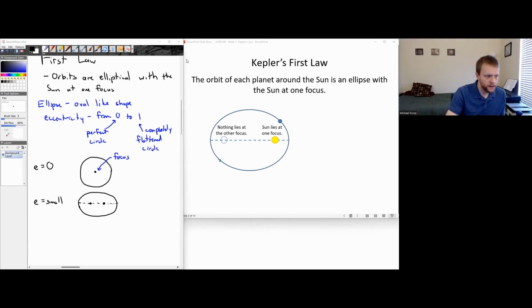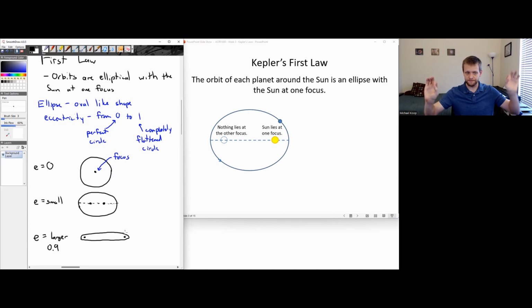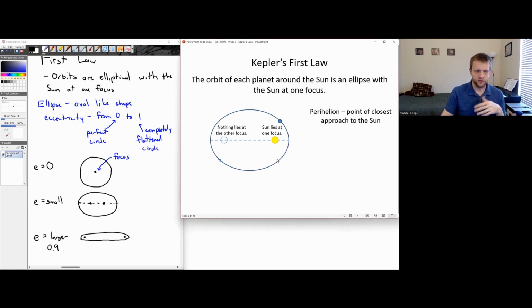Let me reset my camera. And then if e is larger, let's say like 0.9 or something like that, then this shape becomes more and more stretched out, and those two foci get spread further and further to the side. So for this shape, there's nothing in particular at one of the foci, but the sun is at the other focus. There's a couple of pieces of information that we want to identify here.